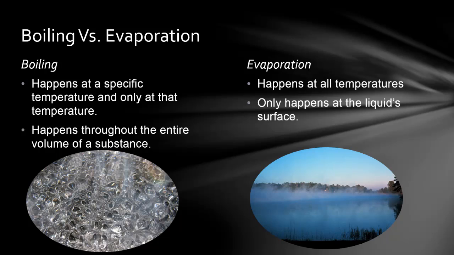So if you look in the pictures, I have a pot of boiling water. The water is turning into gas at all points in the water, all over the water. Whereas in the evaporation picture, I have a lake. And in the morning you get up and there's some lake fog out there. And it is just the surface of the lake is evaporating off due to the molecules escaping.